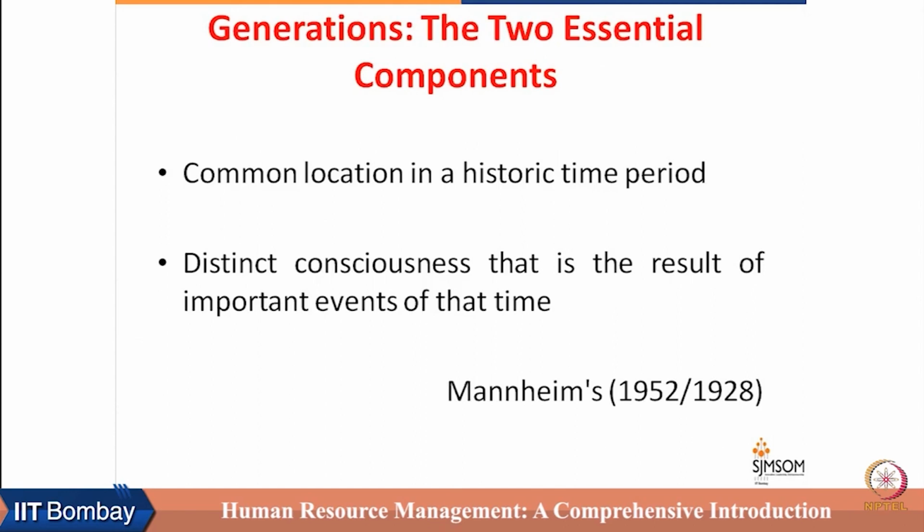What do we mean by generation? The basic definition of generation has two essential components. Number one, it has a common location in a historic time period. So, they are related to a particular time period, and second, they have a distinct consciousness as a result of the important events during that time period. So, these two factors shape generations.